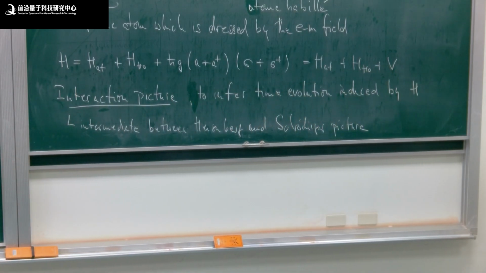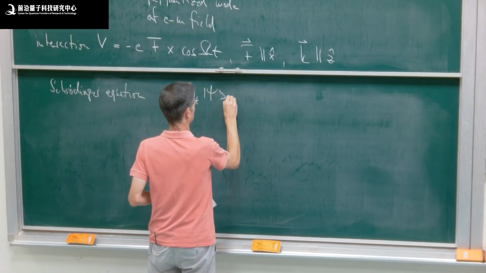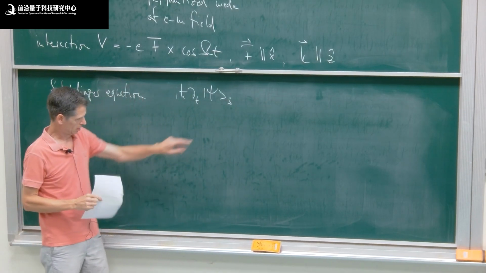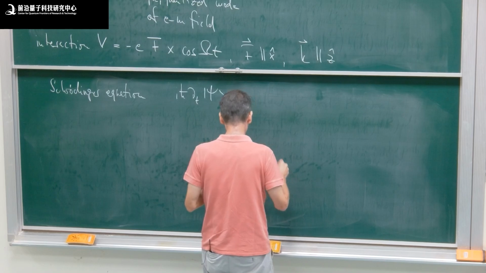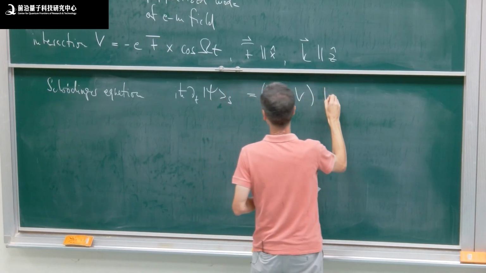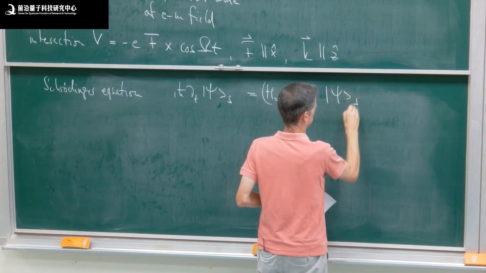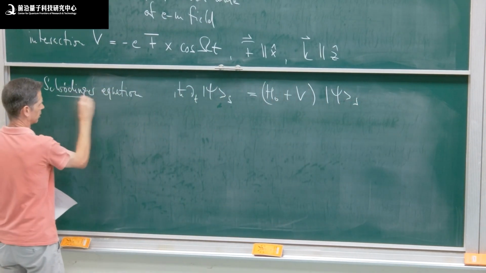So the Schrödinger equation, as you know it, is iħ ∂t ψ_S. Now this S explicitly says that I mean the state in the Schrödinger picture equals (H0 + V) ψ_S, right?